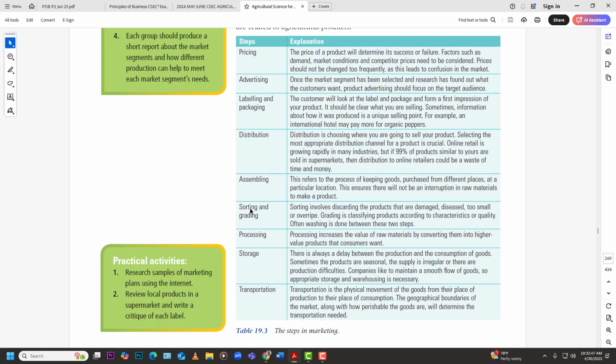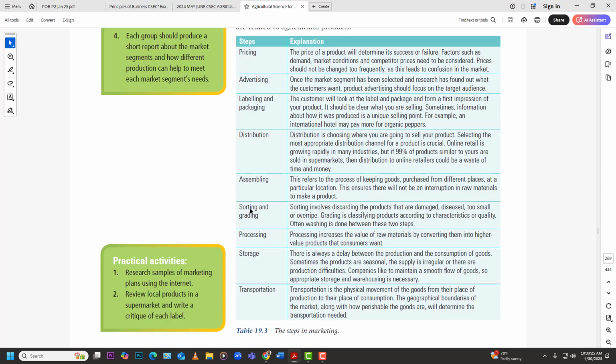Very important, especially when you're dealing with agricultural products. Sorting and grading involves discarding the products that are damaged, diseased, that are too small, or overripe. That's sorting, so you pick the good from the bad. Grading is where you classify your products according to characteristics like size, color, those kinds of things. So with tomatoes now, you want to get the best amount of money for your product, so you're going to want to do some grading maybe. So you're going to put all the big ones over here, medium ones over here, small ones over here, and price them accordingly. So you're able to differentiate your price based on the grade.